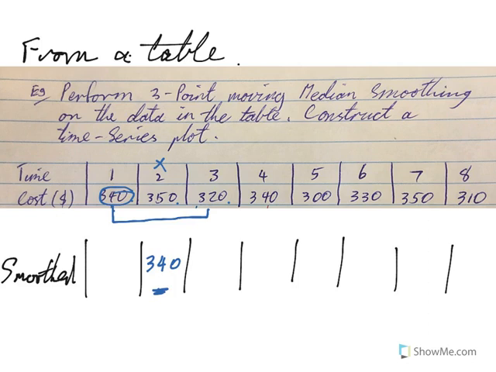Then we move on. The next 3 values are those 3. I've moved along, that's the moving part, still 3 points, but the middle time code is this one. Now we've got 350, 320, 340, and the middle value is 340, so 340 goes down there. The next group of 3, with the middle being time code 4, has 320, 340, and 300. The middle of those is 320, so 320 goes in here.